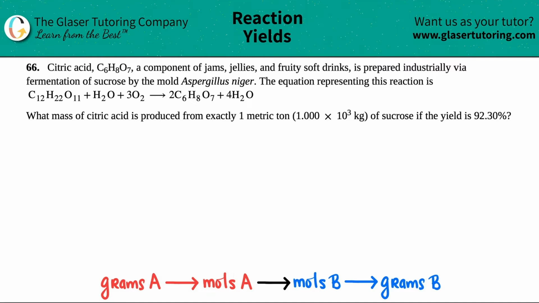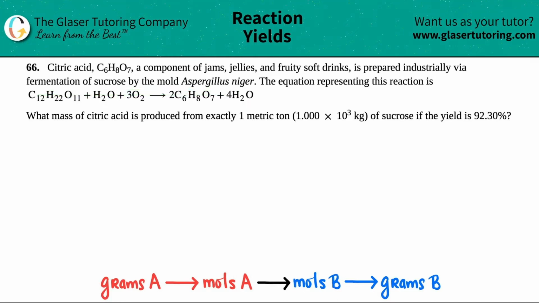Number 66. Citric acid, which is C6H8O7, a component of jams, jellies, and fruity soft drinks, is prepared industrially via fermentation of sucrose by the mold Aspergillus niger. The equation representing this reaction is this.